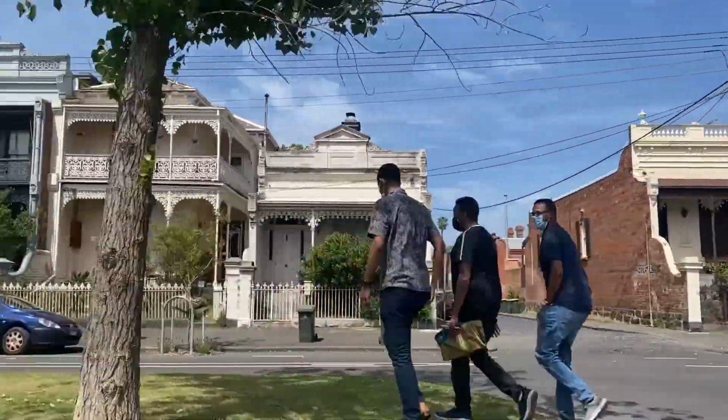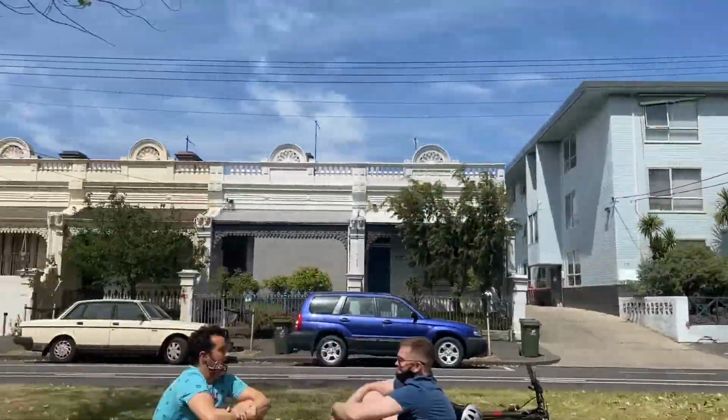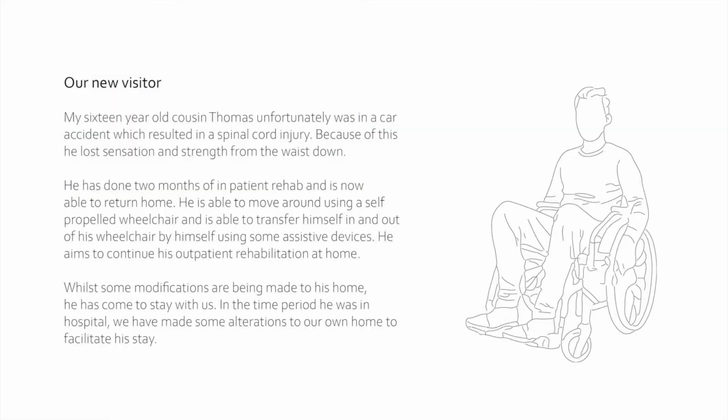socialise together. Our task for this semester was to modify our own homes in order to cater for a hypothetical visitor who was to live in our home temporarily. My visitor is our 16-year-old cousin Thomas, who unfortunately was in a car accident and as a result of this was bound to a wheelchair. He's going to stay with us for 1 year whilst his home undergoes some major renovations.